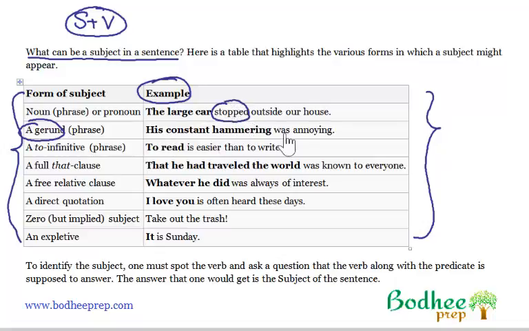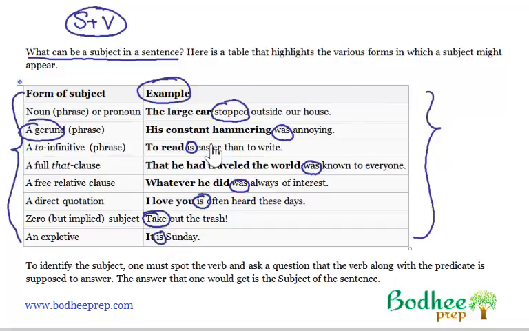His constant hammering was annoying. Here we have the verb was. To read is easier than to write. So here we have the verb is. That he had traveled the world was known to everyone. Here we have the verb was. Whatever he did was always of interest. I love you is often heard these days. Take out the trash. Here the subject is not visible. Take out, take is the verb here. And here we have it is Sunday, is the verb.